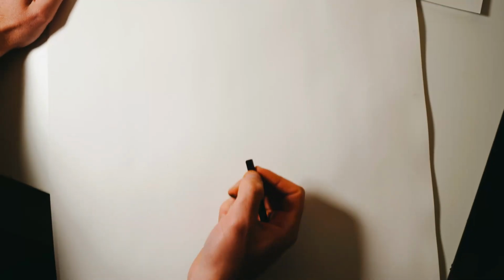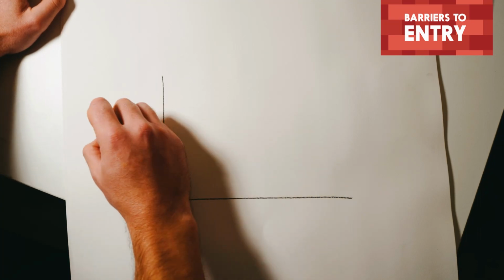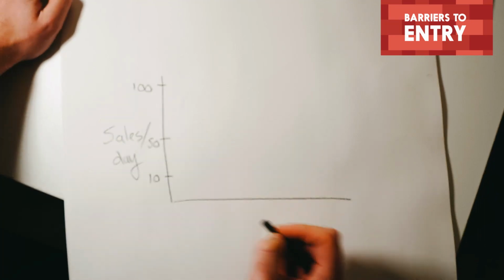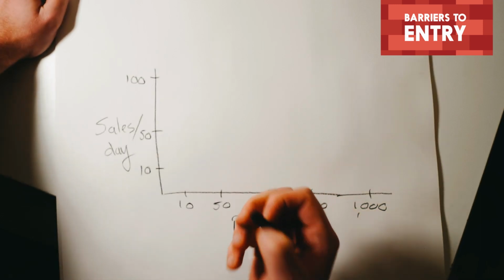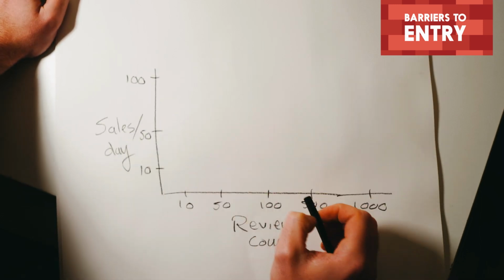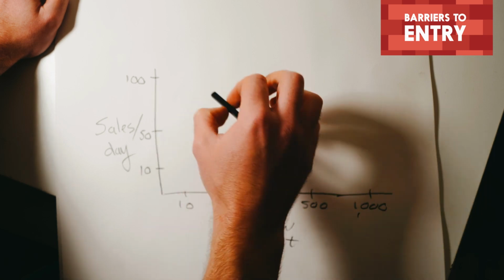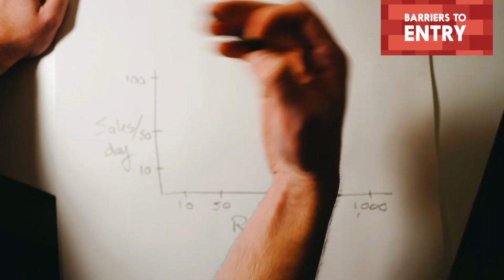Okay, concept number two. On the y-axis, we're going to have sales per day. And on the x-axis, we're actually going to have review count. And here in this concept, what we're trying to establish is we know that whatever we're looking at has a low BSR and high sales.